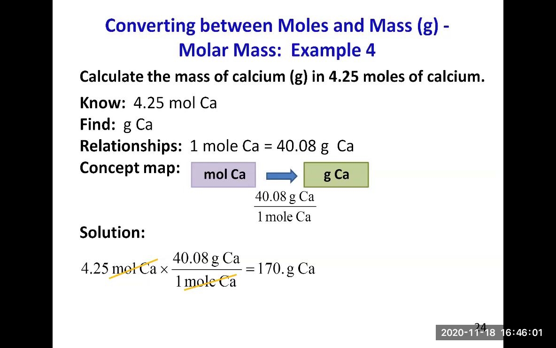170.34 grams of calcium. Because we have 3 sig figs in the given amount, we will keep the 1, the 7, the 0. What comes after the dot is a 3. So you round down and you keep the 0. But because it's a 0, you need to show the decimal point. So that's why the final answer is 170. grams of calcium. So that's the mass of calcium in 4.25 moles of calcium.